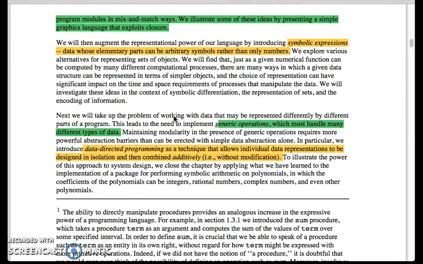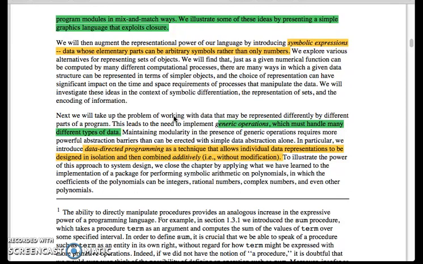We explore various alternatives for representing sets of objects. We will find that, just as a given numerical function can be computed by many different computational processes, there are many ways in which a given data structure can be represented in terms of simpler objects, and the choice of representation can have significant impact on the time and space requirements of the processes that manipulate the data. We will investigate these ideas in the context of symbolic differentiation, the representation of sets, and the encoding of information.